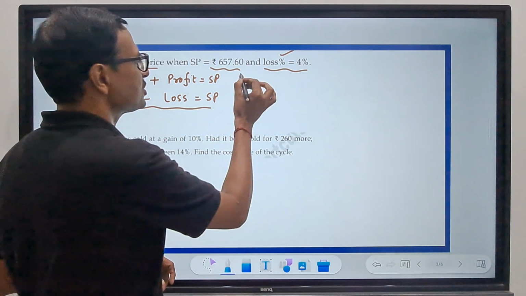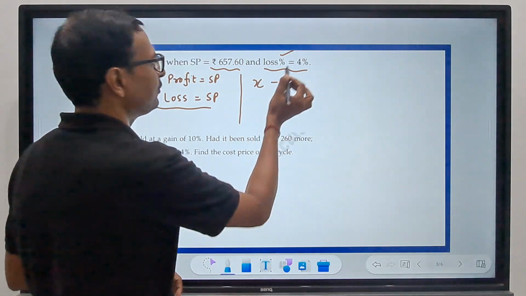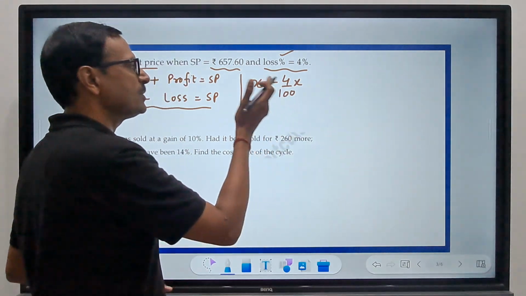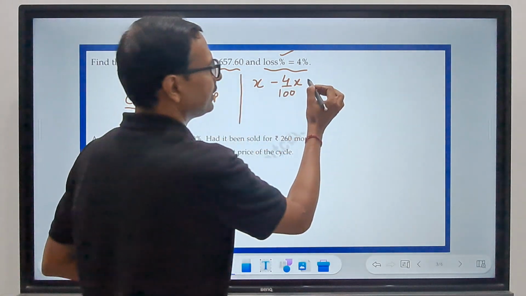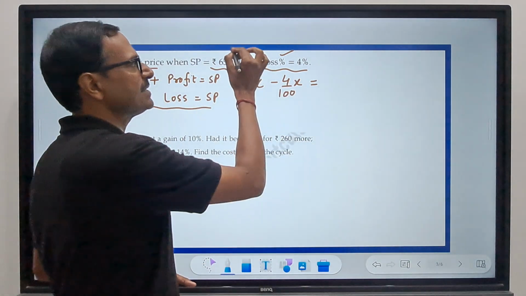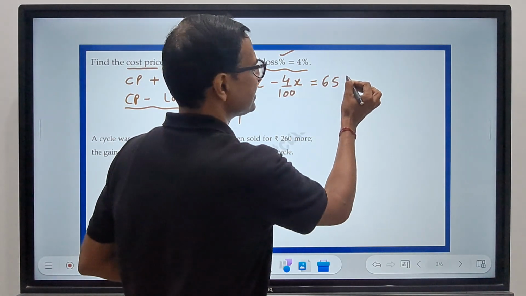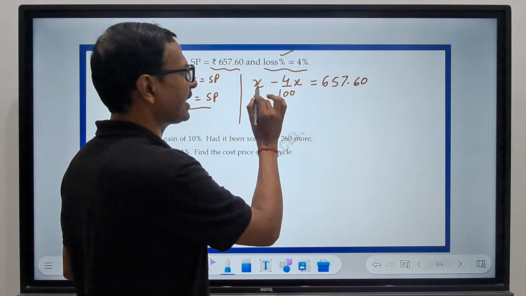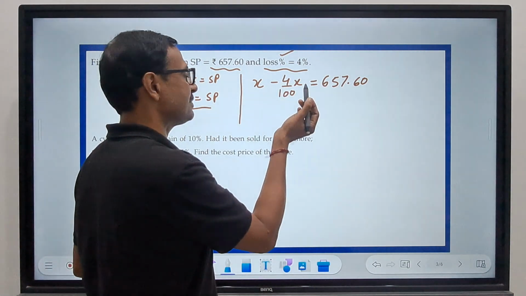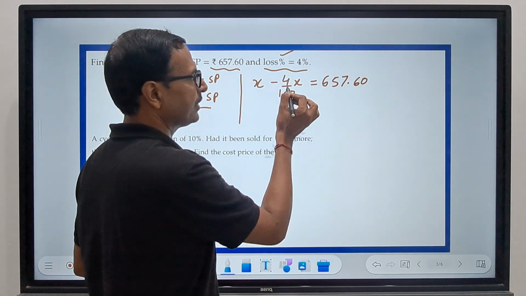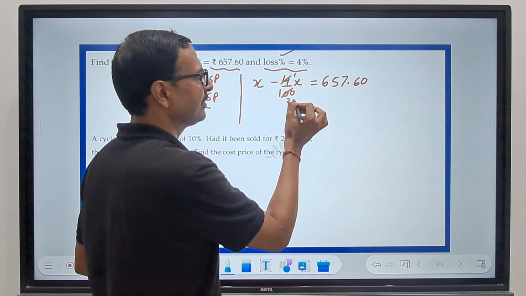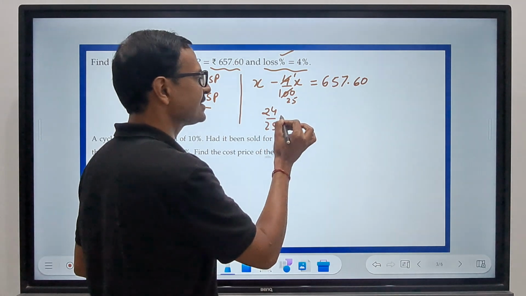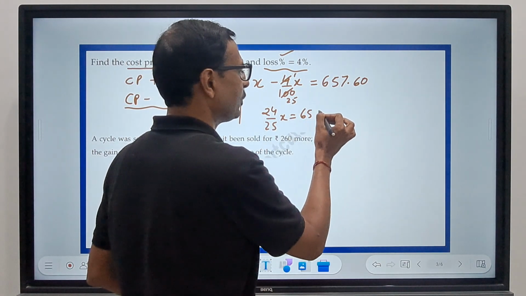If you assume the cost price as X, then 4% means 4% of X. That is to be subtracted from the cost price to get the selling price, and the selling price in this case is 657.60. So all you need to do here is to subtract these two. You can even simplify this. 4 upon 100 is 1 upon 25. So 25 minus 1 is 24. So 24 upon 25x is this number 657.60.